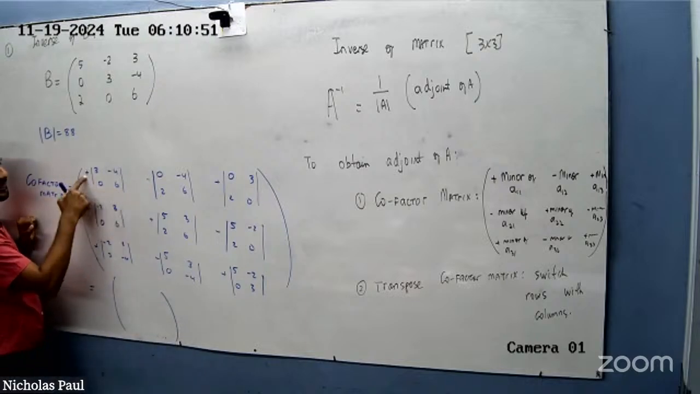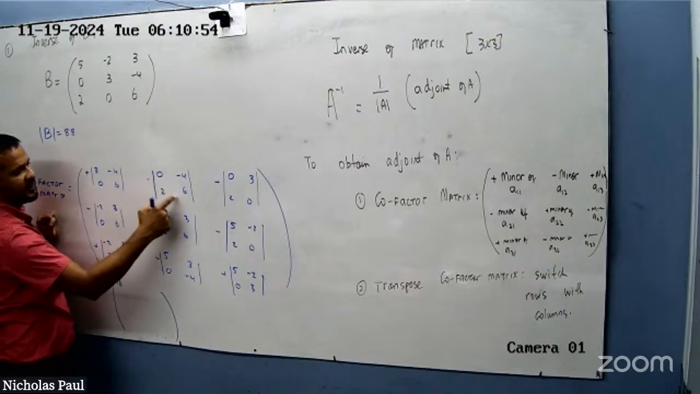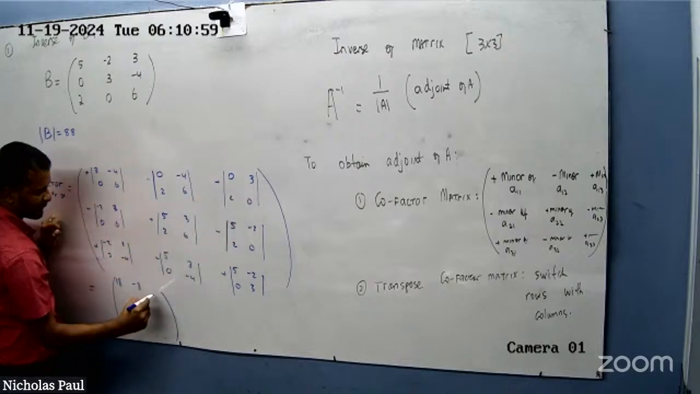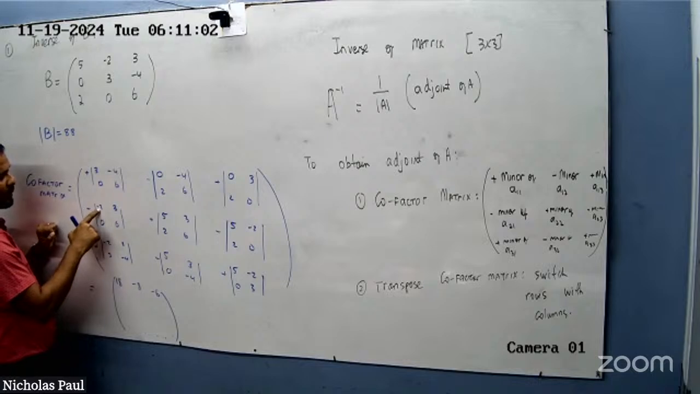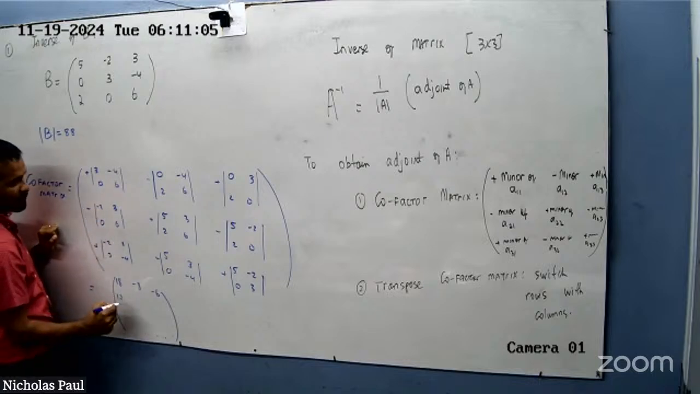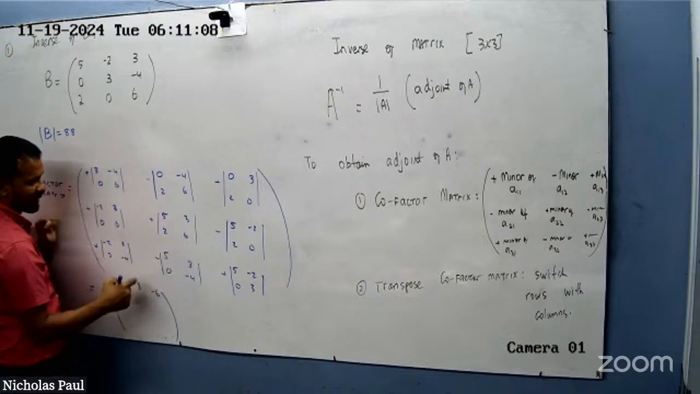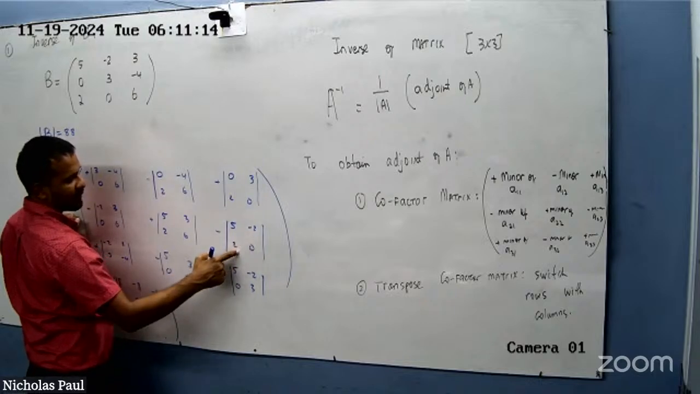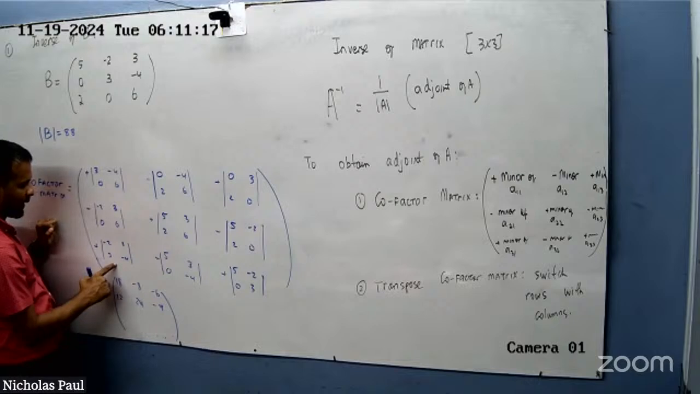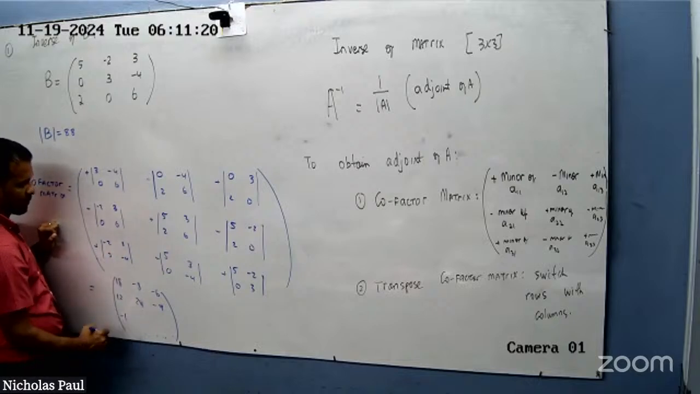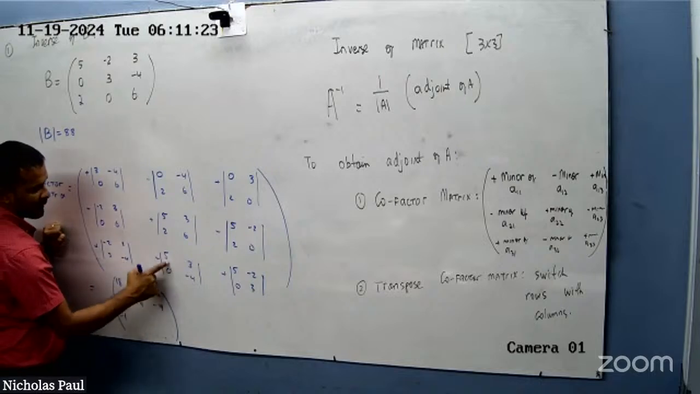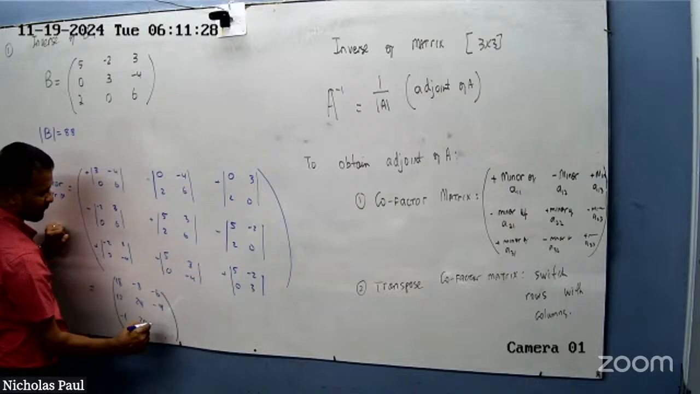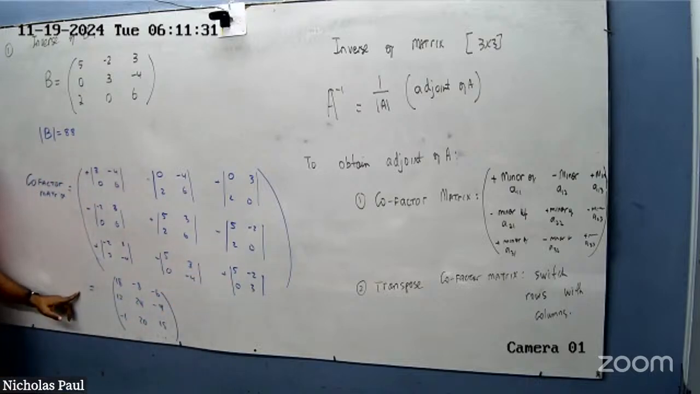So this is 18, that's positive 18. This is 0 minus 8, so that's minus 8. This is 0 minus 6. This is minus 12, so that's 12. This is 30 minus 6, that's 24. This is 0 minus 4, so that's minus 4. Here, 8 minus 9. Here is 20 minus 20, 0, so that's positive 20. Here is 15. This is the cofactor matrix.